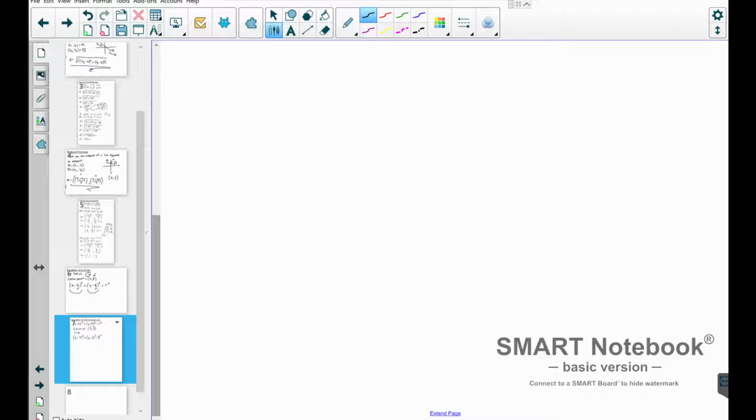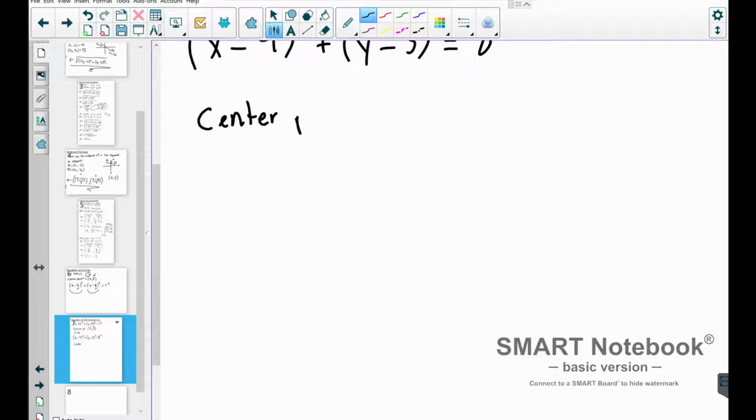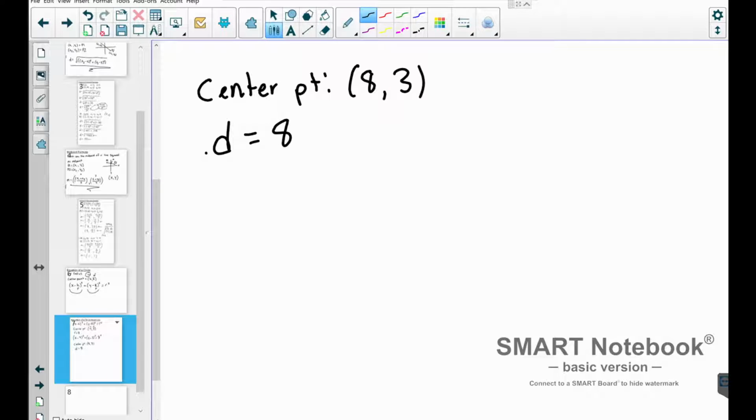Let's do another example. Something a little bit different here. Let's say I give you a center point of (8, 3). And instead of a radius, I will give you a diameter of, we'll say, 8. And I want you to write that equation. So let's continue this. We have x minus our h value, which in this case is 8, squared, plus y minus our k value, which in this case is 3, squared, and that equals our radius squared.